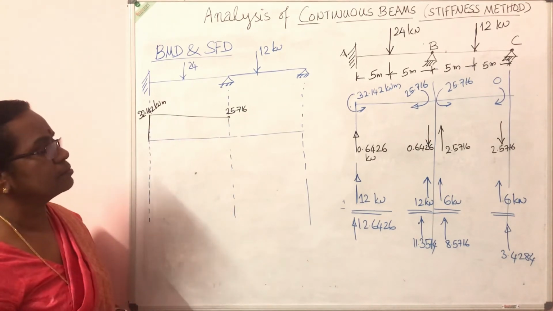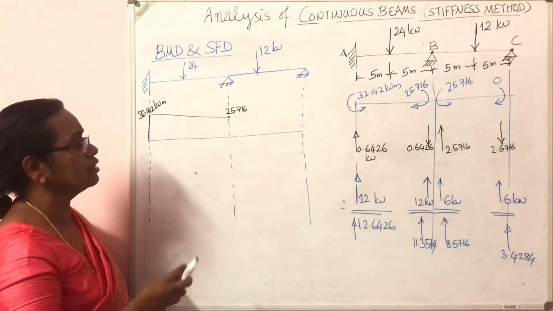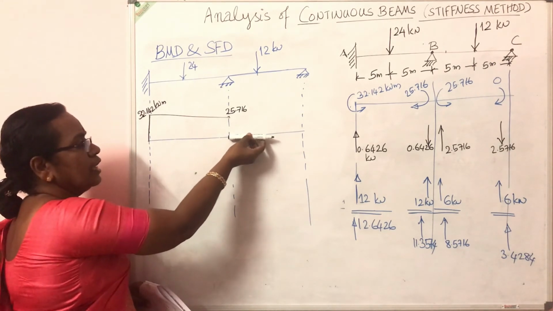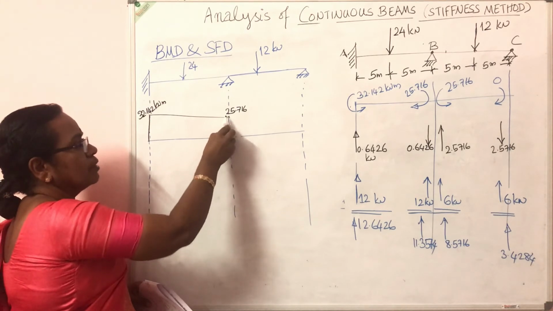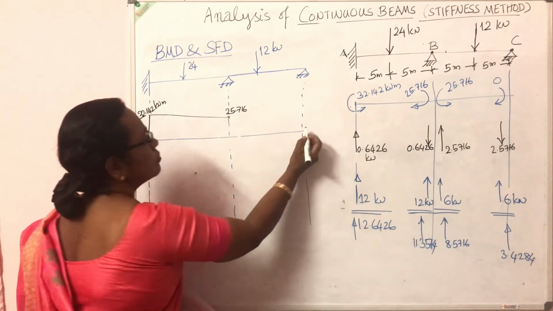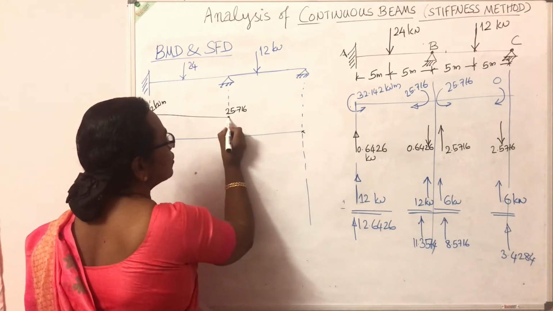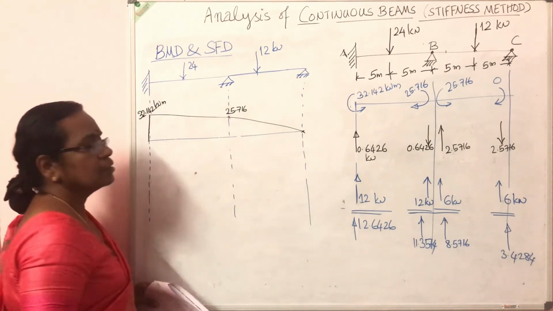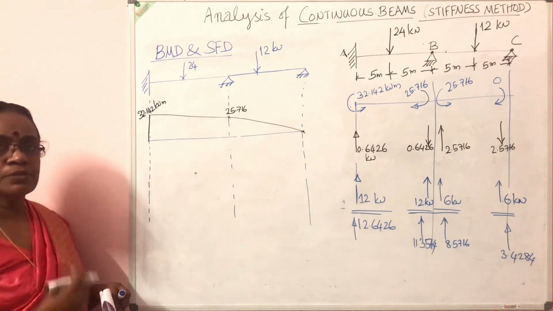MBC is 25.716 anti-clockwise, B to C anti-clockwise. So it comes to the same point. And MC is 0. So connect it. This is the support moment diagram.